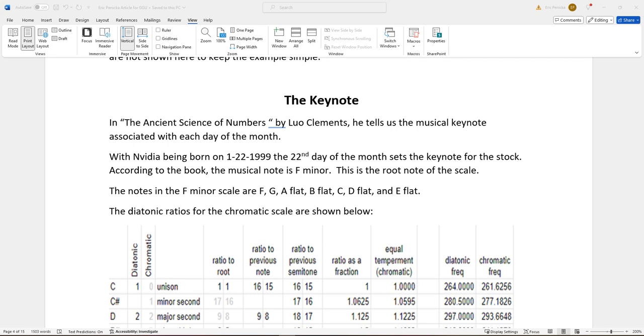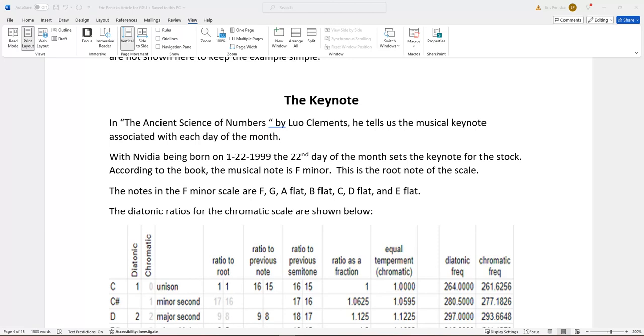Back with Nvidia again, looking for the keynote. One way there can be multiple master numbers that'll work in a particular stock or commodity. One of the public definitions of how to find a keynote was from the Ancient Science of Numbers book by Clements. You can find this easily available on the internet. Just do a Google search and you can find it.